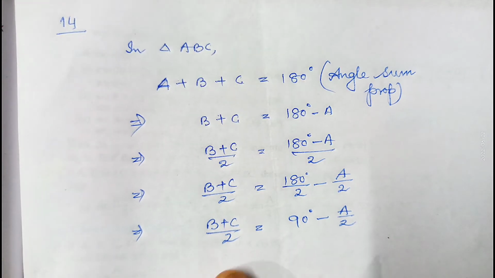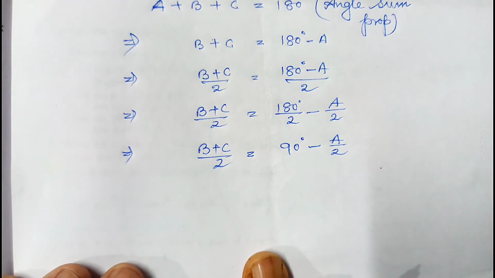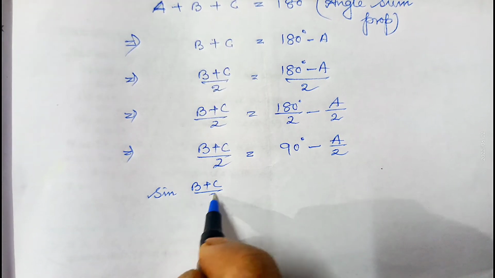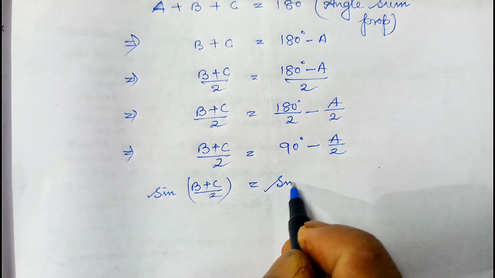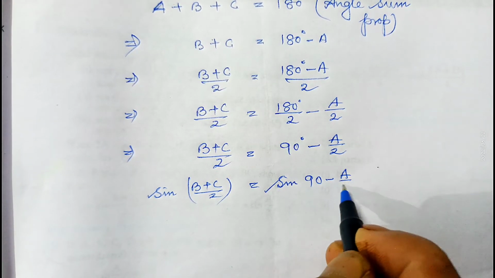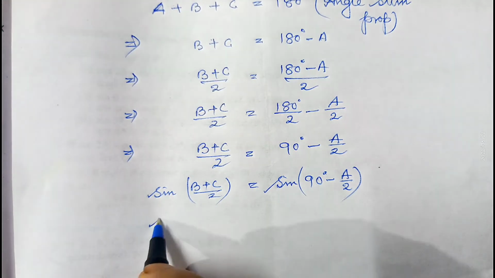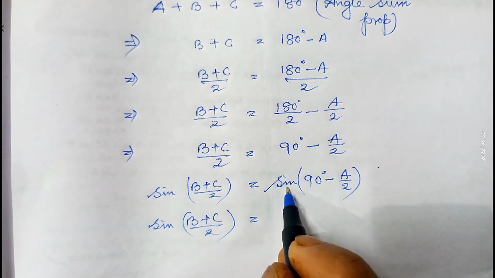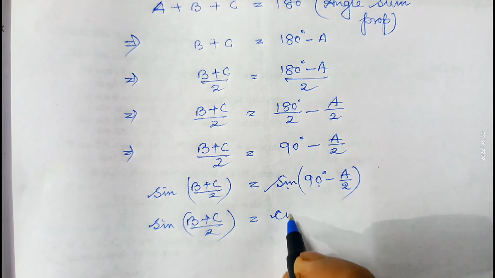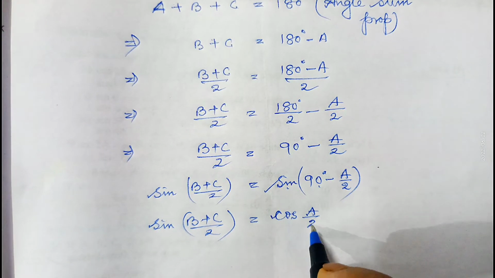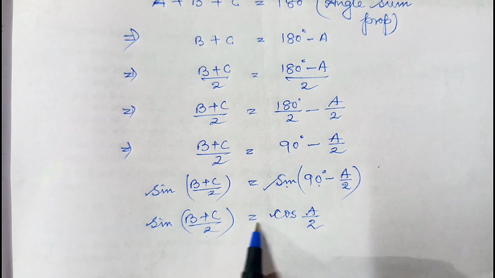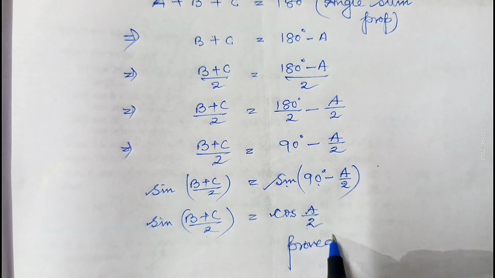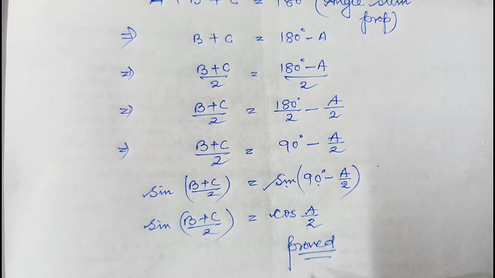Now as given in the question, we want sine of B plus C by 2. So we can take sine on both sides. So in the next step it will be sine of B plus C by 2 equals sine of 90 minus A by 2. We know sine of 90 minus theta is cos theta. So it will be cos of A by 2. So we got sine of B plus C by 2 equal to cos of A by 2, which is the required expression. Hence proved. I hope this sum is clear, and this is the last sum from this exercise.